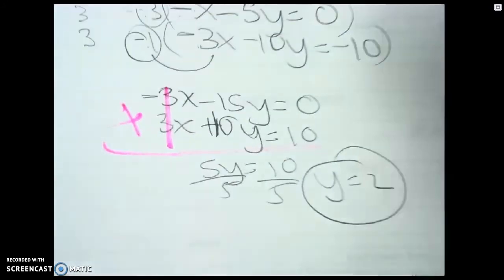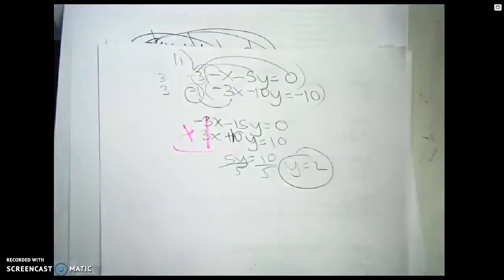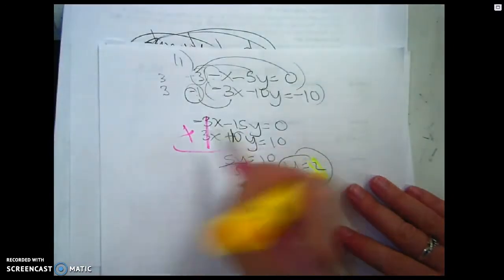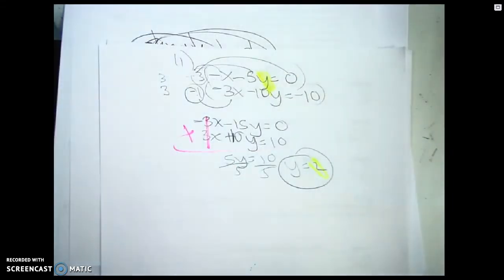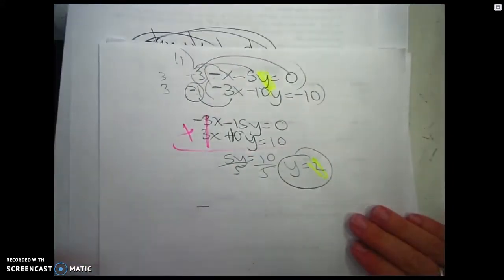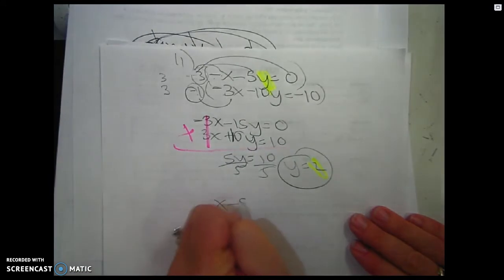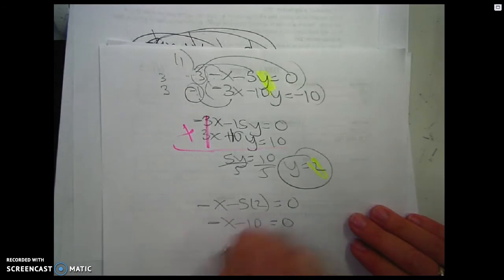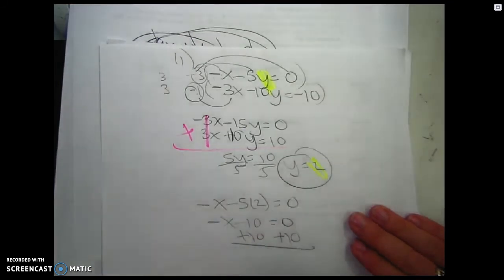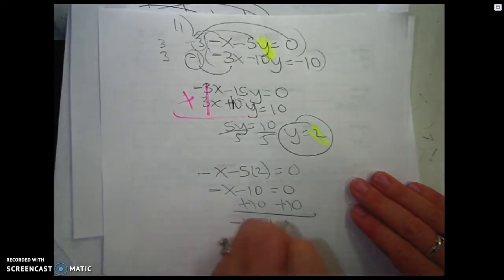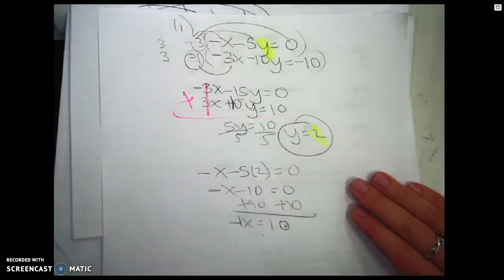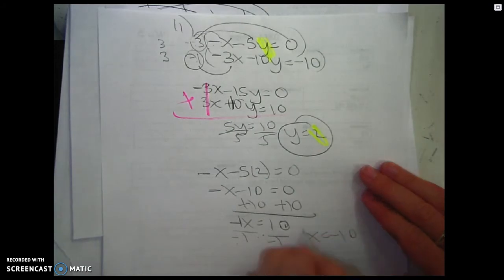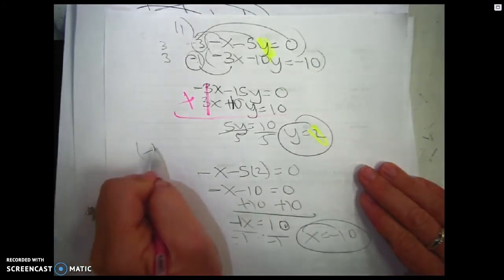Now that I have my y, I'm going to plug it back into my original and get my x. I like that that equals 0, so I'm just going to plug it into the first one. It's interesting that that ends up working out. So now I'm going to go negative x minus 5 times 2 equals 0. Negative x minus 10 equals 0. Add 10. 0 plus 10 is 10. There's an imaginary negative 1. Divide by negative 1. X equals negative 10. I feel like my answer is right.